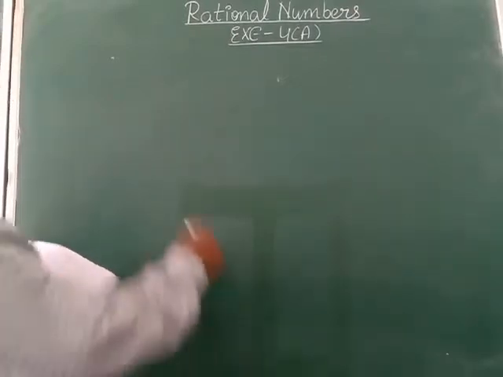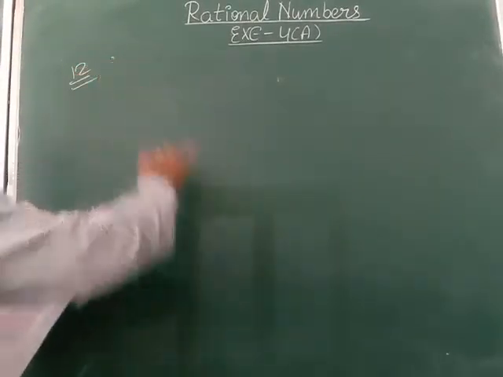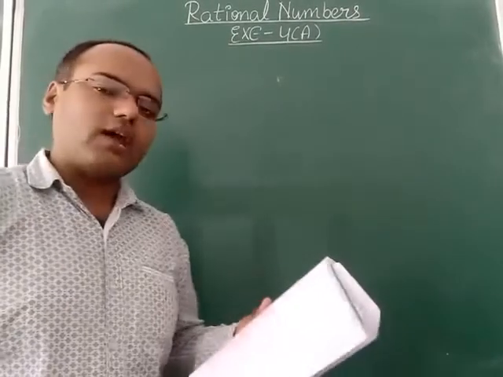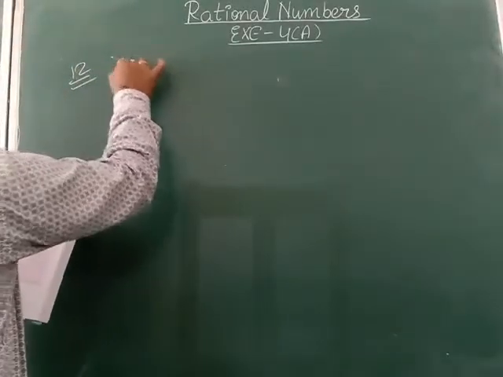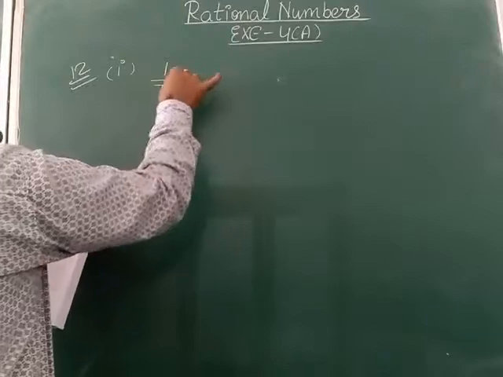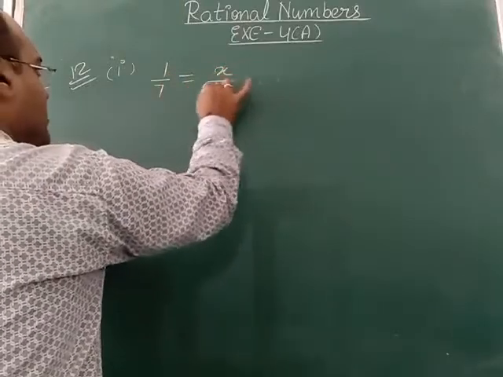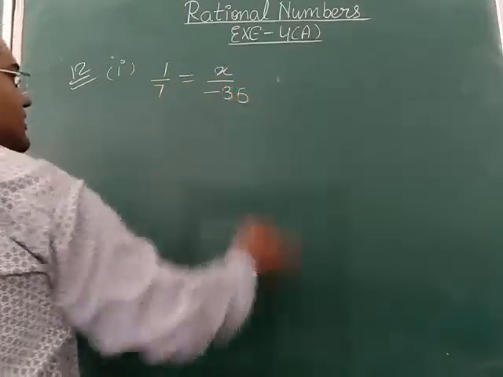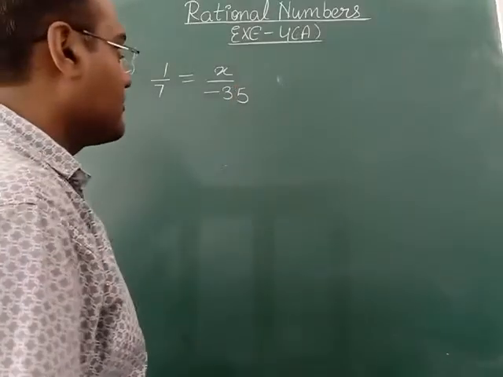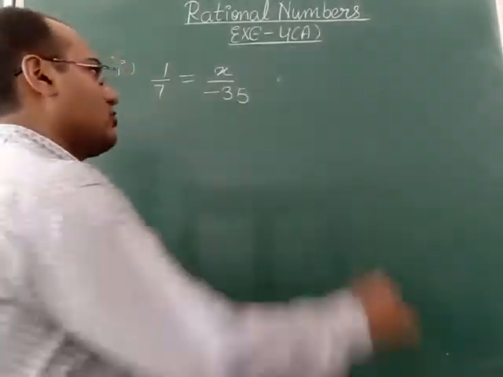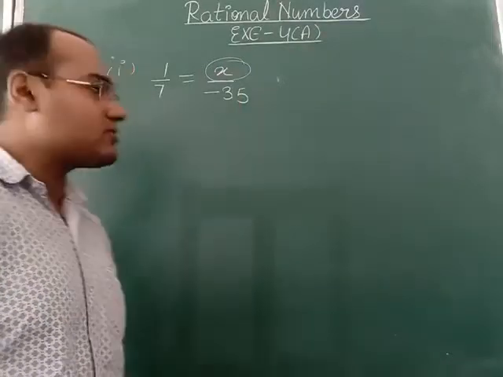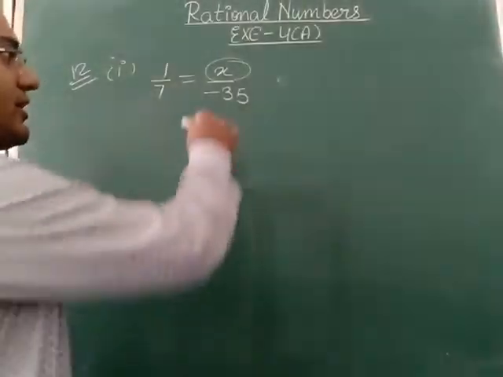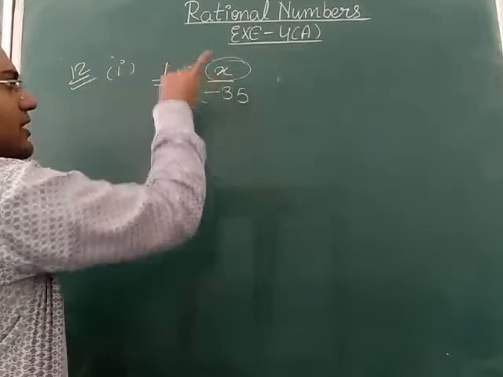Question. Find the value of x. First part. 1 upon 7 equal to x upon minus 35. So first of all, we have to make x alone. Under this x, minus 35 is also there. So this minus 35 is in divide, it is in the denominator. We will bring it to the numerator.